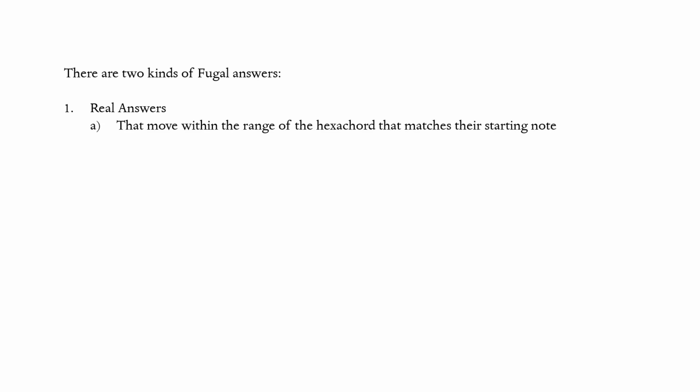There are two kinds of fugal answers. Number 1, real answers that are formed by an exact transposition of the fugue subject. This can only happen in one of two ways. First, there are real answers that move within the range of the hexachord that matches their starting note, like in the Bach C major fugue.